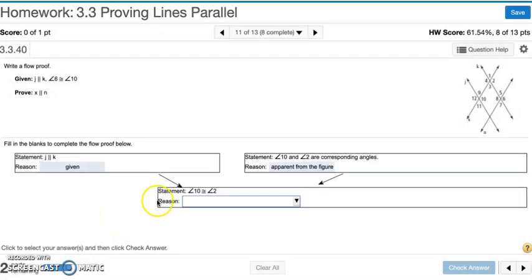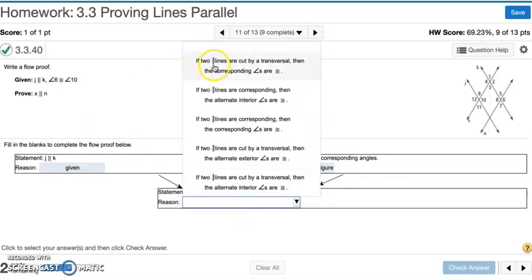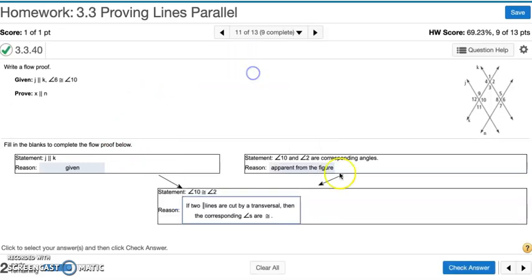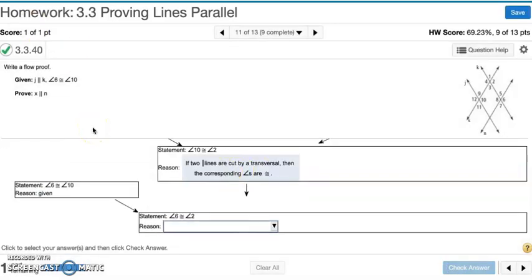Now we have the statement that angle 10 is congruent to angle 2. We know if two lines are parallel and they're cut by a transversal, then the corresponding angles are going to be congruent. So we're going to choose: if two parallel lines are cut by a transversal, then the corresponding angles are congruent. Now I'm saying that since angle 10 is equal to angle 2 and angle 6 is equal to angle 10, angle 6 will be equal to angle 2.